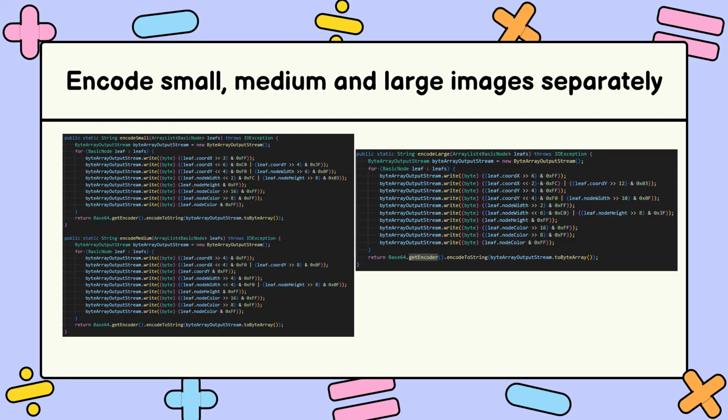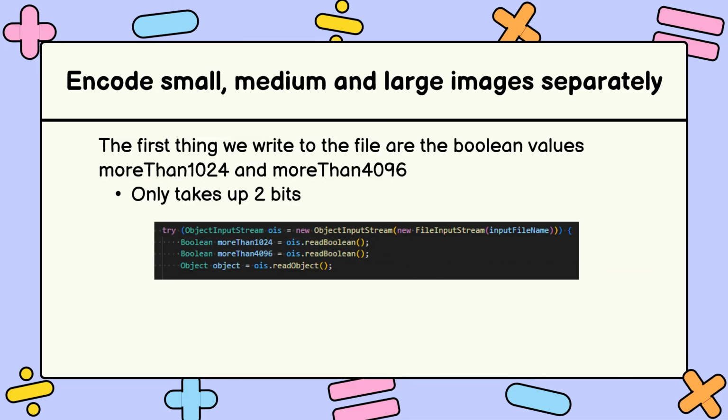As you can see, we have encode small, encode medium, and encode large. All these have different implementations to write different numbers of bits for each property. To better implement this, we wrote to the file two Boolean values, more than 1024 and more than 4096. These Boolean values only take up 2 bits, so it's space efficient.